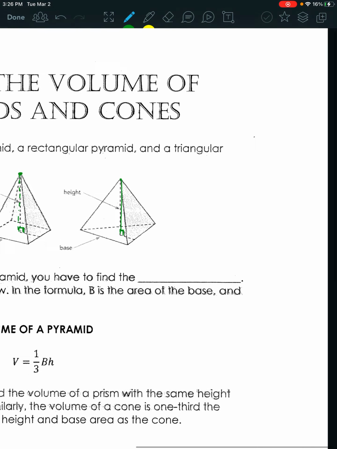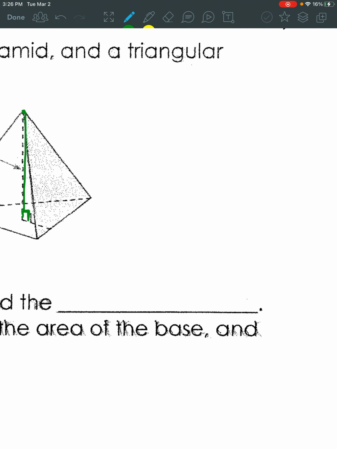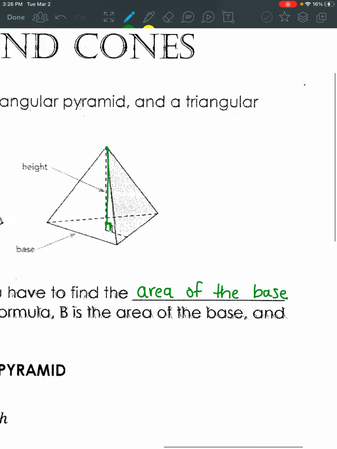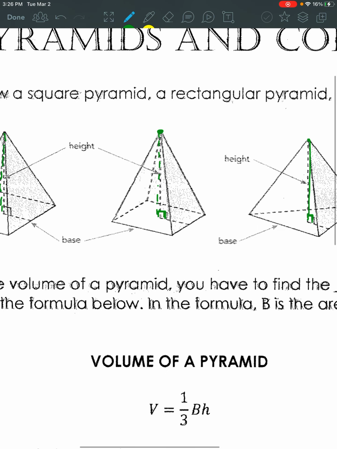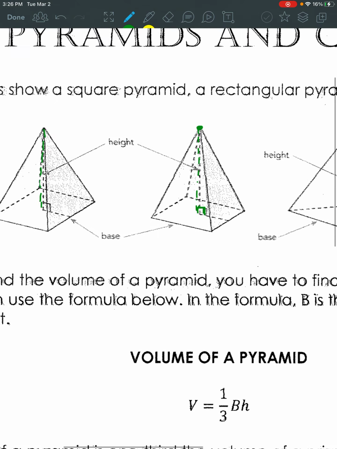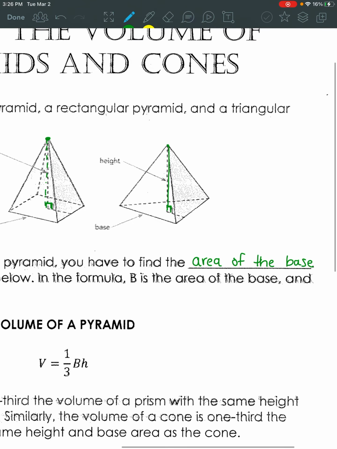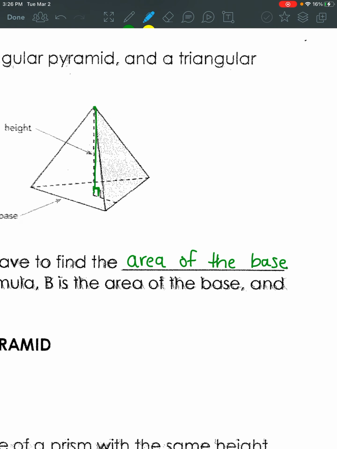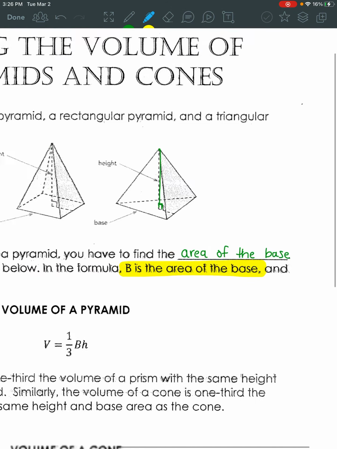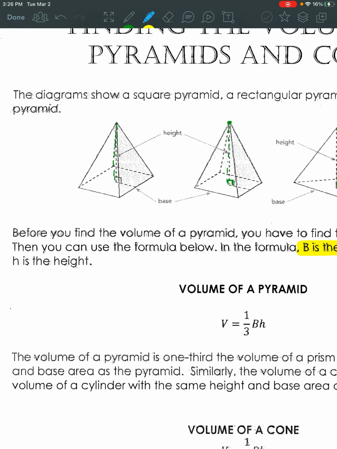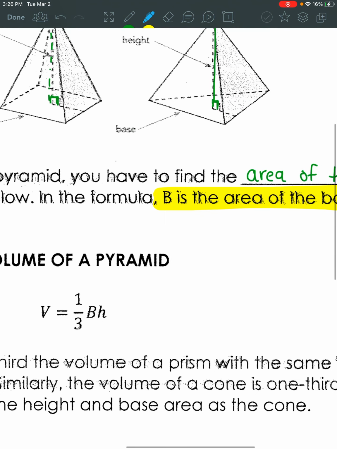Before you find the volume of a pyramid, you have to find the area of the base. If it's a square, side times side; a rectangle, length times width; and a triangle, base times height, and then cut it in half, divide by 2. Then you can use the formula below. In the formula, that capital B, remember, stands for the area of the base. So the capital B changes depending on what the base shape is. And then H is always the height that we talked about.